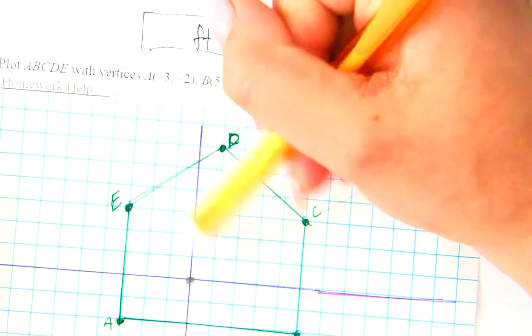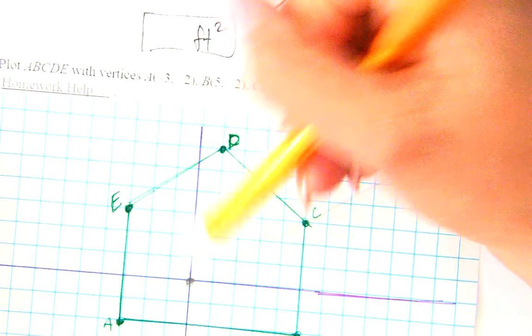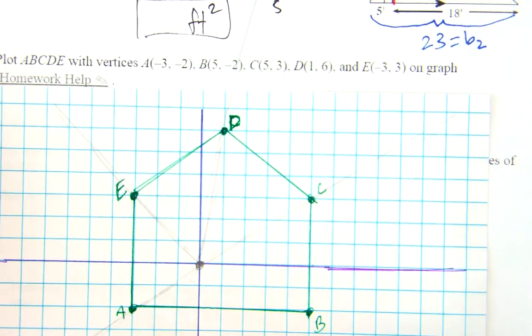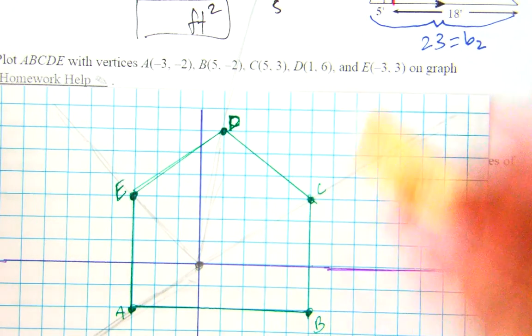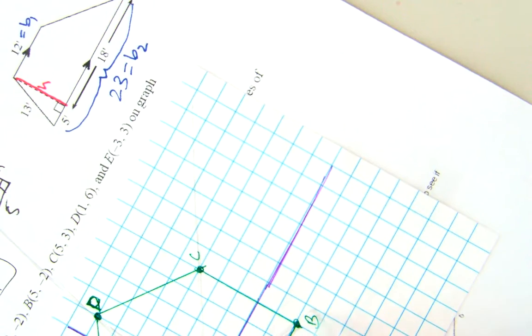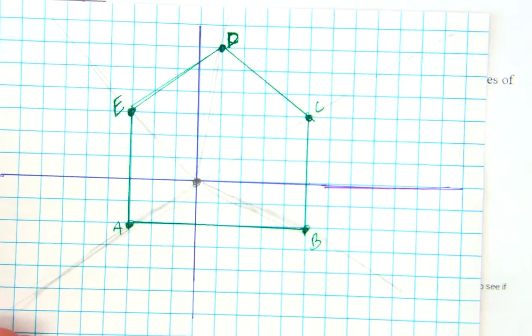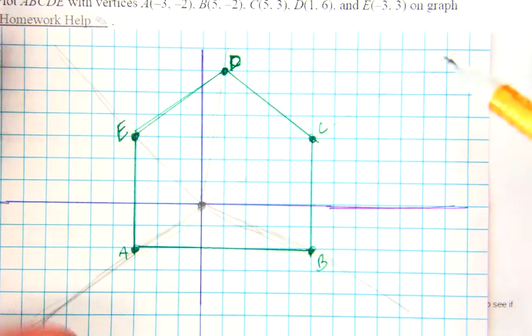E is going to end up being along this trajectory here somewhere. A is going to be along this trajectory here. And then B is going to be along this trajectory somewhere over here. Okay, now the question is, where are they? So we need to count.